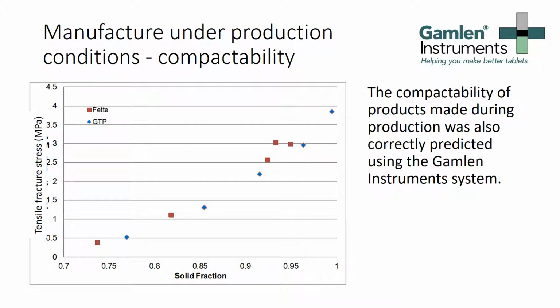In this plot of compactability, which shows tablet tensile strength as a function of tablet density or solid fraction, the data from the production Fette and the Gamlen instrument again lie on the same curve. We have made a number of other comparisons with different tablet presses and shown that the data generated on the Gamlen instruments is generally predictive of production behaviour.